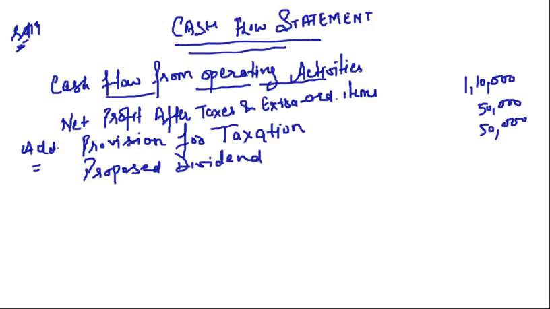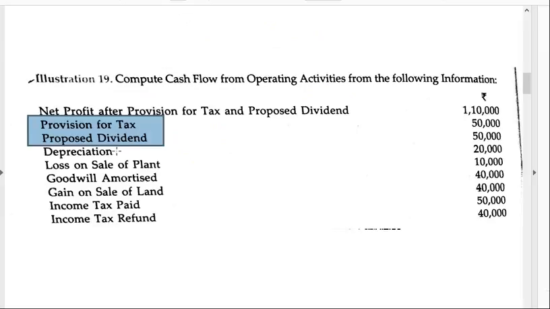Right? Now, next item. Depreciation not related to profits, loss not related, goodwill not related, gain on sale of land not related, income tax paid. What to do with income tax paid? Friends, this income tax paid is related to the previous year. It is not to be added in net profits before taxes. Only the provision for tax this year will be added back. Income tax we will subtract when we calculate the cash flow from operations.